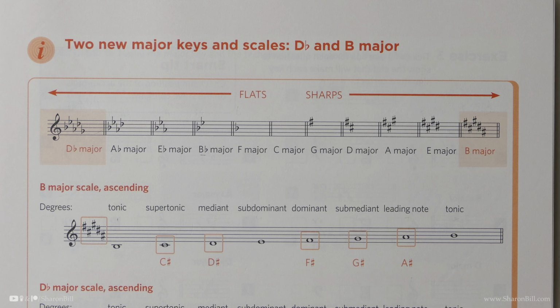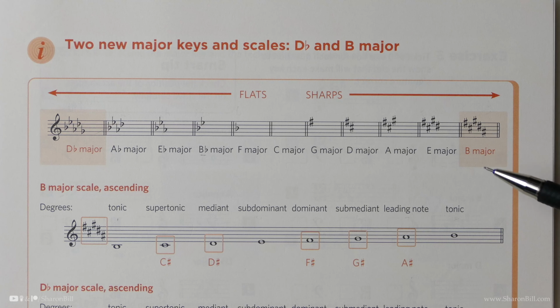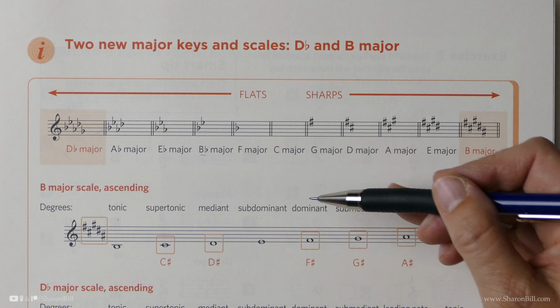We move on to page 25 in the Grade 4 Discovering Music Theory workbook, and we're going to learn two new major keys. So we're going to look now, moving up to 5 flats and 5 sharps. Now, of course, there's nothing for it but to just learn the keys.